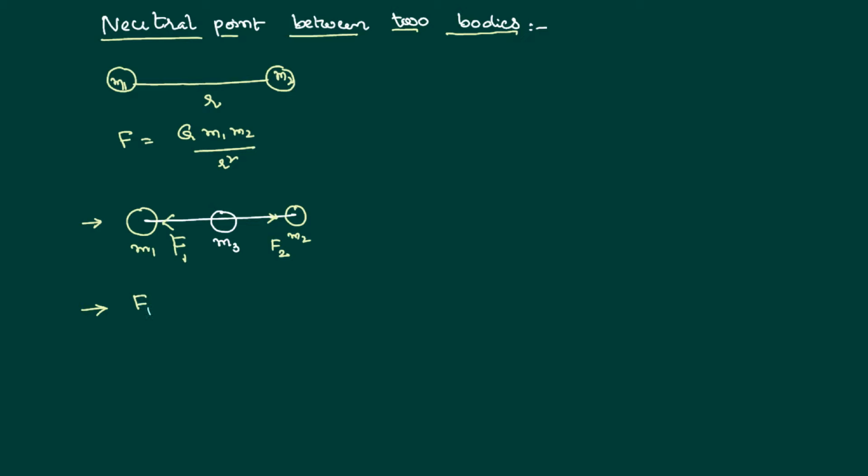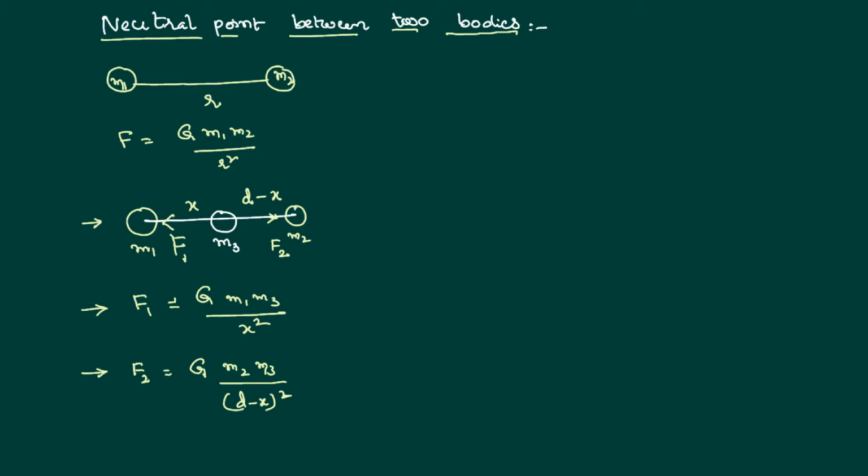We can write the values of F1 and F2 using Newton's law of gravitation. Assuming this distance is x, and the total distance is d, the remaining distance is d minus x. Now F1, between m1 and m3, is G m1 m3 by x square. Similarly, we can write F2, the force between m3 and m2, as G m2 m3 by d minus x whole square.